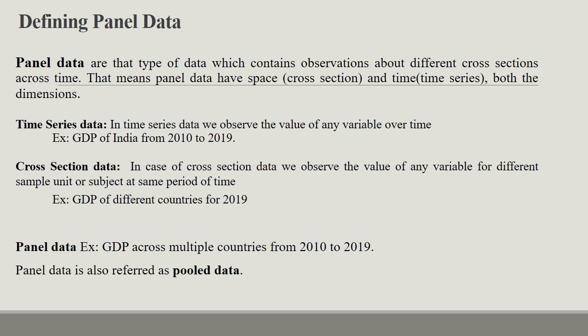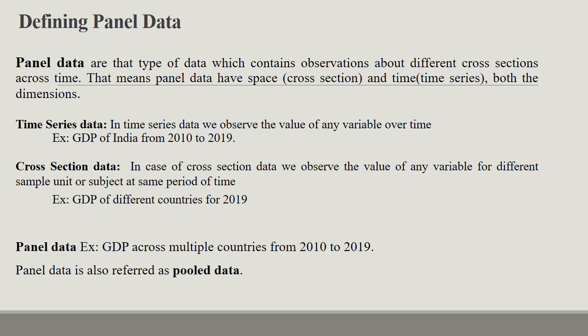Now start the first topic of today's discussion, that is defining panel data. What do you mean by panel data? Panel data are that type of data which contains observations about different cross sections across time. That means both time series and cross section data are combined together in panel data. More specifically, I can say panel data have both space as well as time dimension.